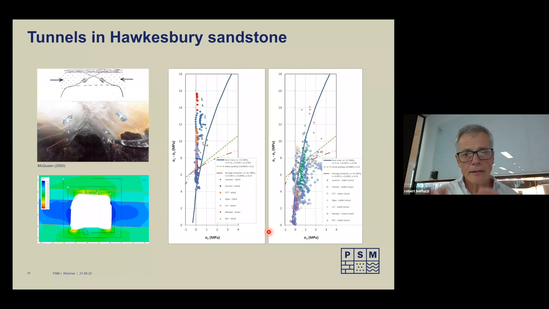For the tunnels in Hawkesbury sandstone, slightly different, more work needed to be done. Had to model the conditions, had to simulate the conditions and estimate the induced stresses at the time of the failures that occurred. This was a failure that Les McQueen published two decades ago. Then plot the induced stresses in a stress plot and fit a curve, fit a line. Again, solid symbols are failures, open circles are where failures didn't occur. And the curves, there's some data that needs to be explained, but generally it's quite good fits.